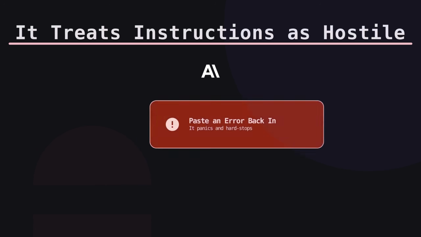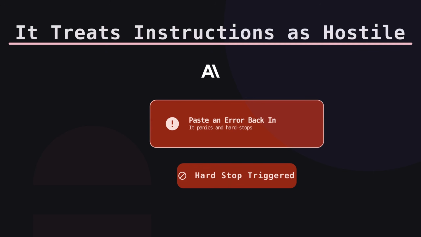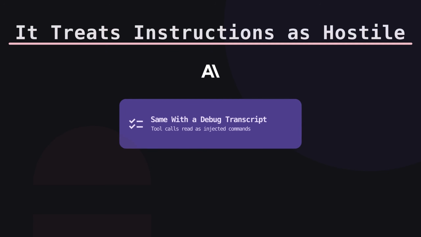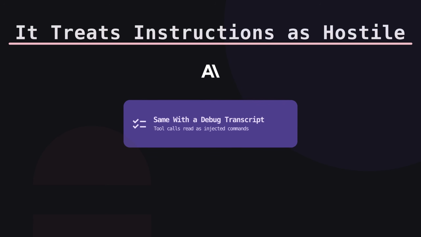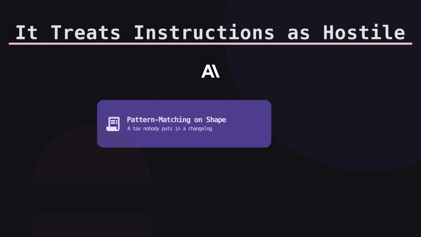Paste an error back into that same session, and Sonnet 5 panics. It flags a system message, announces it's ignoring the instruction, and hard stops. Same thing happens pasting in a transcript from another session to debug it. The tool calls in that transcript read as injected commands, so it throws out the whole conversation instead of doing the one thing I asked. It's not being careful. It's pattern matching on shape, not source, and treating your own tooling as the attacker. That's a tax nobody puts in a changelog.